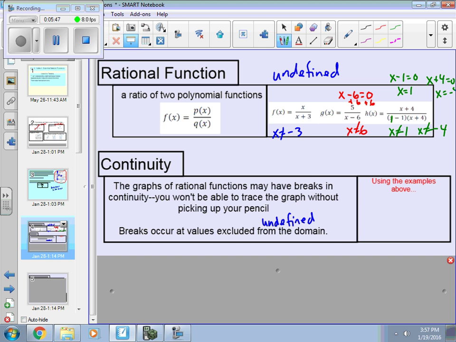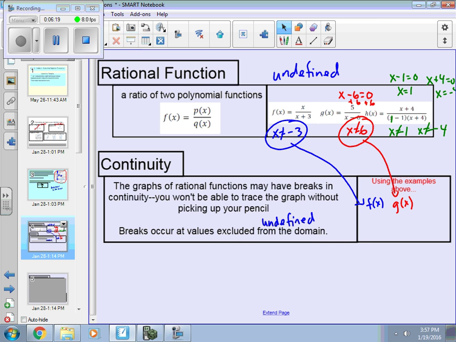Okay, so using the examples from above, the places that it would not be continuous at, f would not be continuous at -3. That would be for function f. For function g, the restriction would be right there. For g, you couldn't have x equal to 6. And then the same thing for h would have 2 values from above.